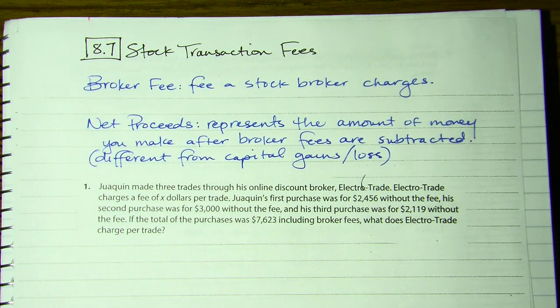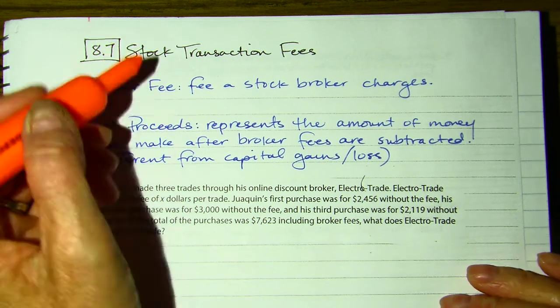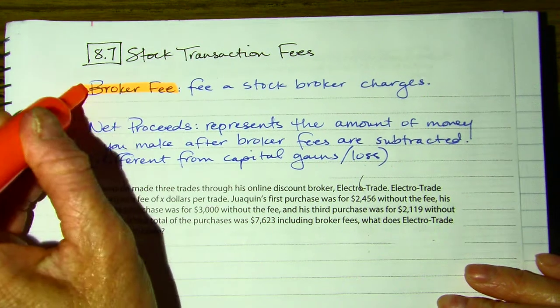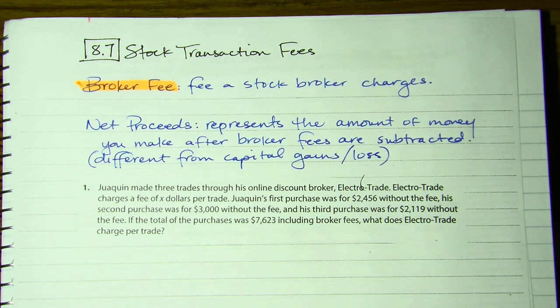Good morning, financial algebra. We are going to cover 8.7, stock transaction fees. We're going to build off of the last section on capital gains and losses. A broker fee is how much a stockbroker charges when they sell, trade, or purchase something on your behalf.